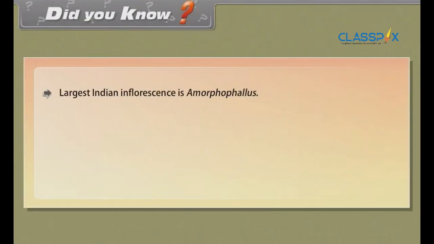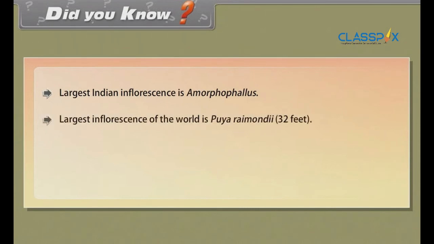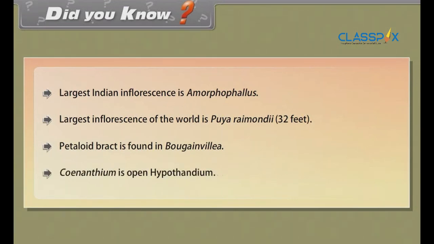Did you know largest Indian inflorescence is Amorphophallus? Largest inflorescence of the world is Puya raimondii, 32 feet. Petaloid bract is found in Bougainvillea. Cyanthium is open hypanthodium.